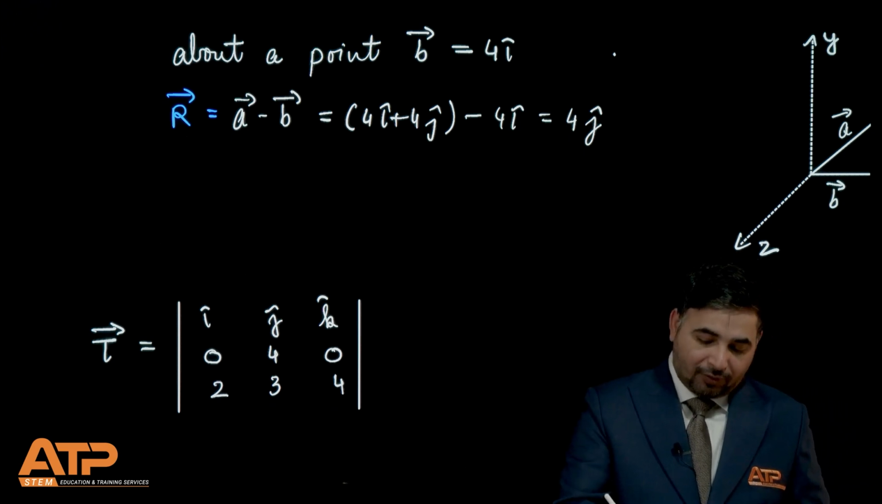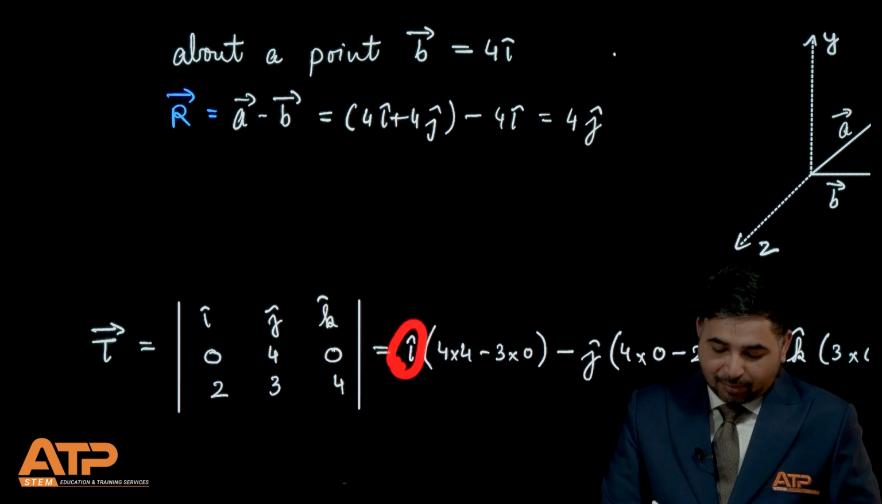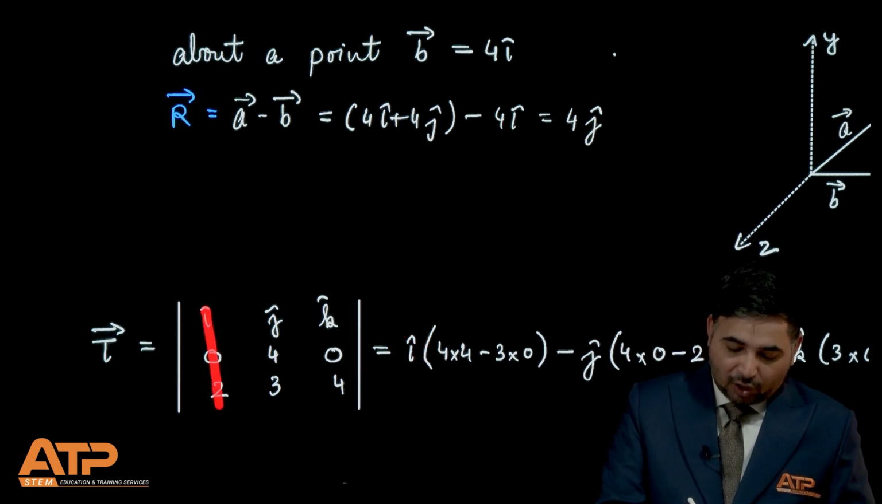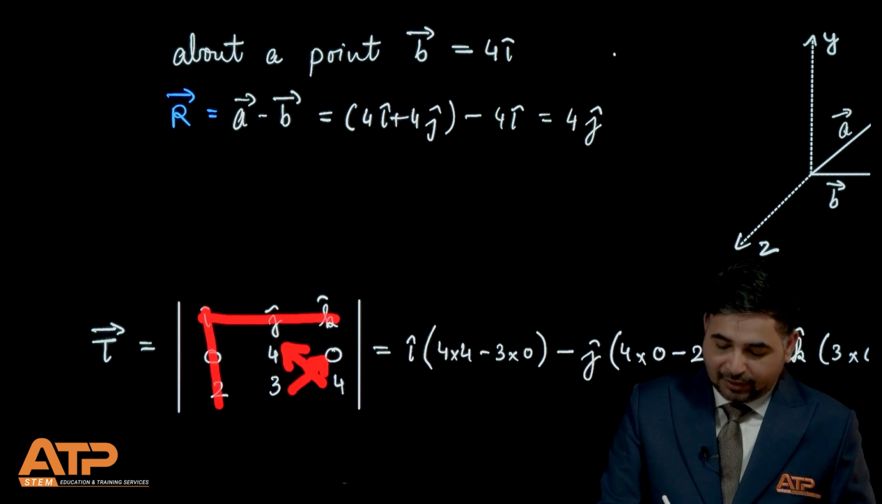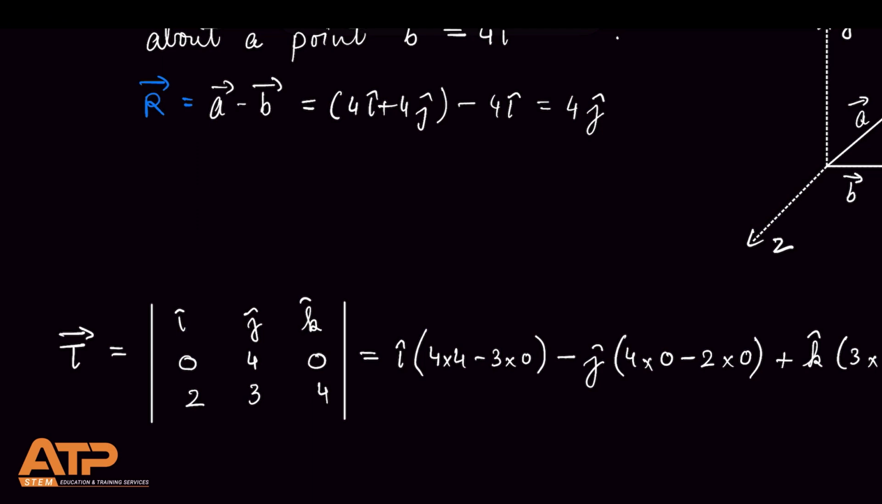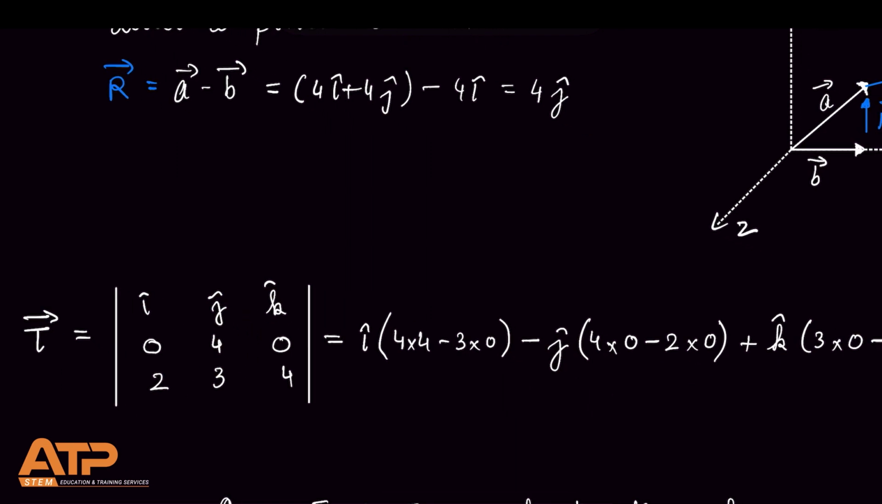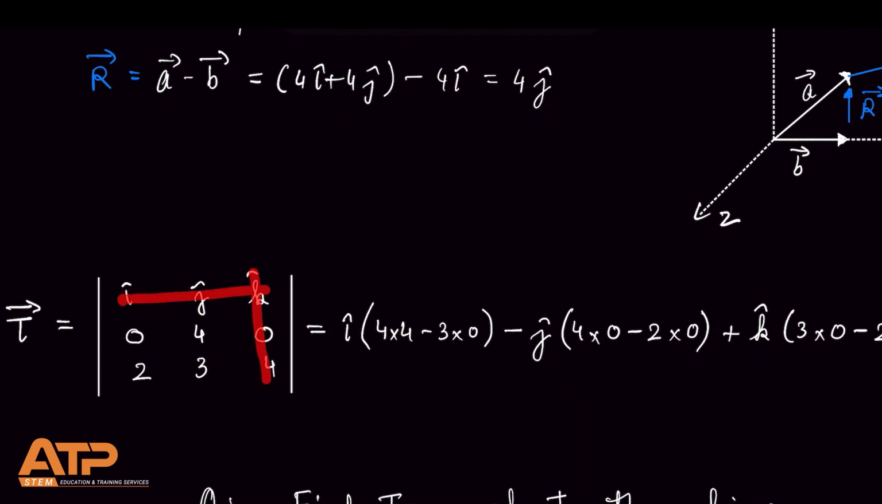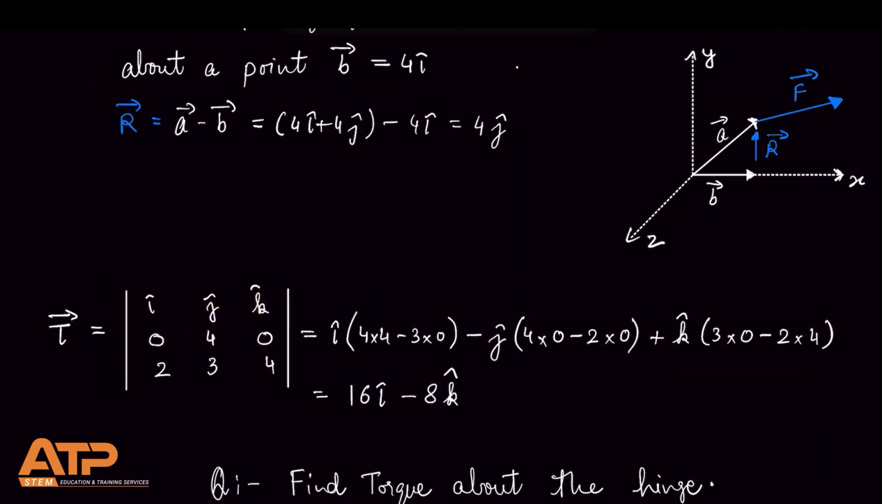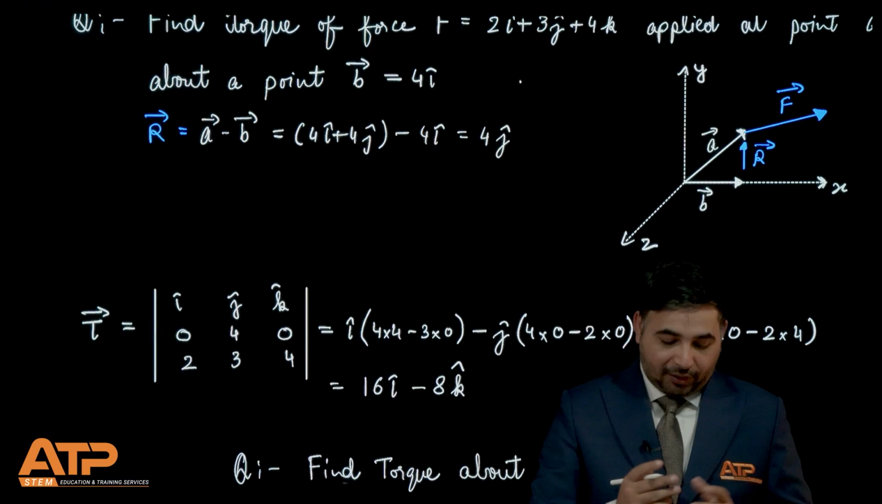How are we going to proceed from here? So we will write i cap. When we write i cap, remove this column, remove this row, multiply 4 with 4 minus 3 with 0. Then minus j cap, block your j column, 4 times 0 minus 2 times 0. Then plus k, block your k, 3 into 0 minus 2 into 4. This will give you the answer 16i minus 8k cap. Okay, I hope this is clear.